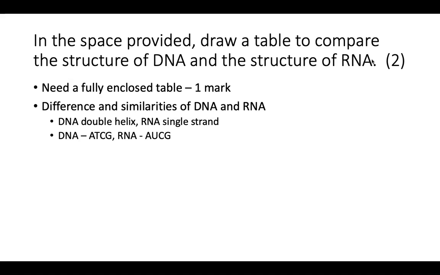And then in terms of the answer, the things we're looking for are differences and similarities of DNA and RNA. So DNA is a double helix, RNA is a single strand. DNA has ATCG as the bases, whereas RNA has AUCG as the bases. That sort of answer in a table there would have given you the 2 marks.